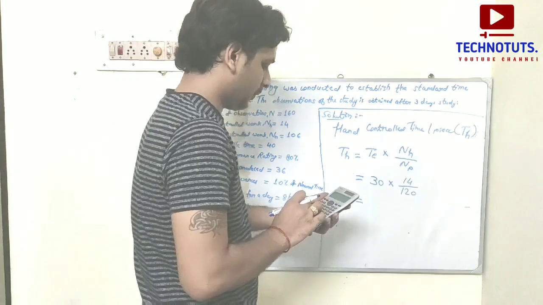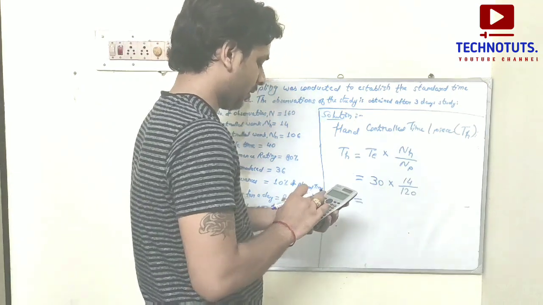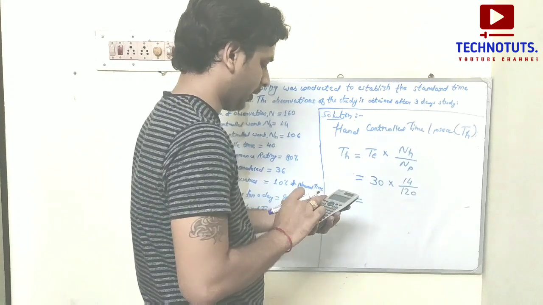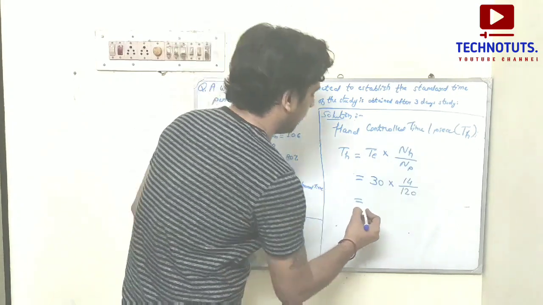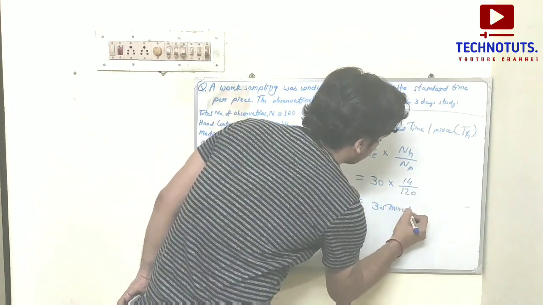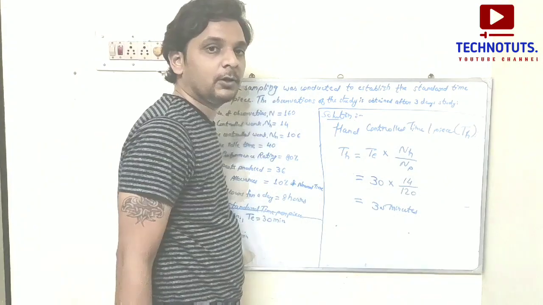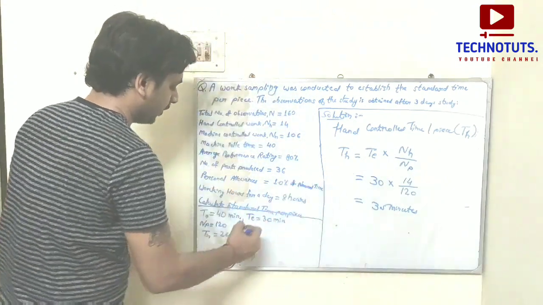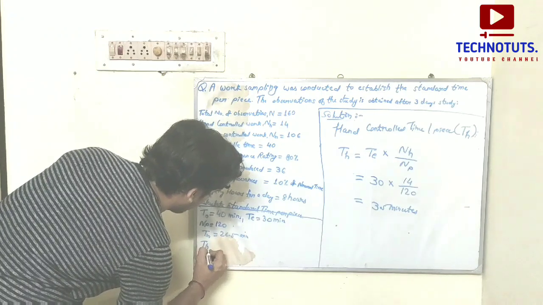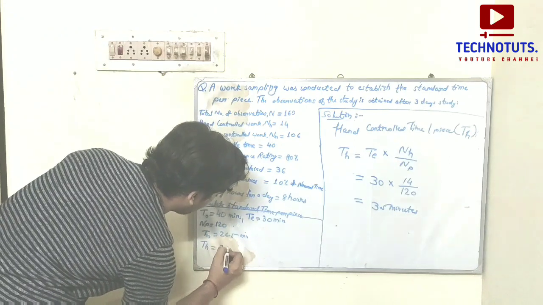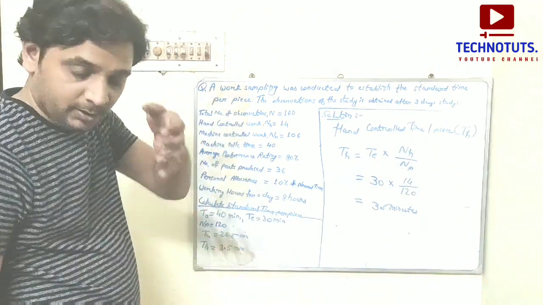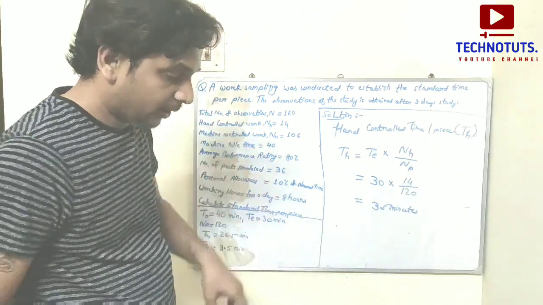So 30 into 14 divided by 120. That means 3.5 minutes. Okay, hand control time is 3.5 minutes. So if you note down here, hand control time TH is 3.5 minutes.